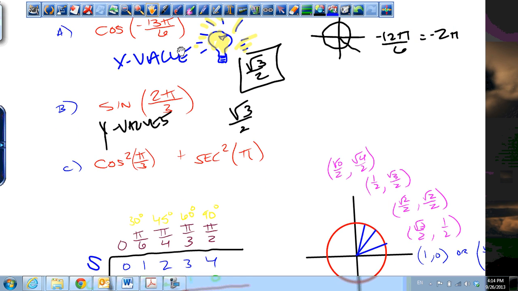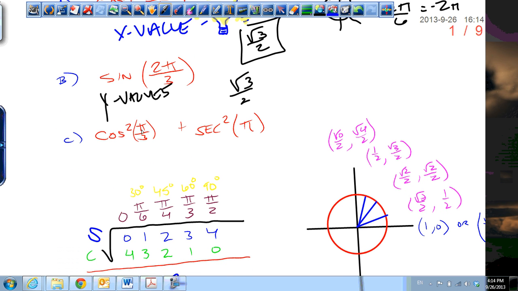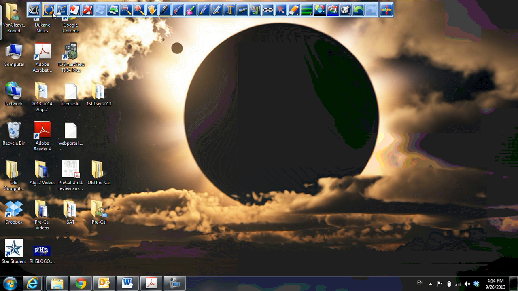Last one, it's a real short day. Last thing here is the cosine squared of pi over 3. Well, we're just going to first find the x value at pi over 3, and then I'm going to square it. So the pi over 3 x value is 1/2. I square it, and that gives me 1/4.